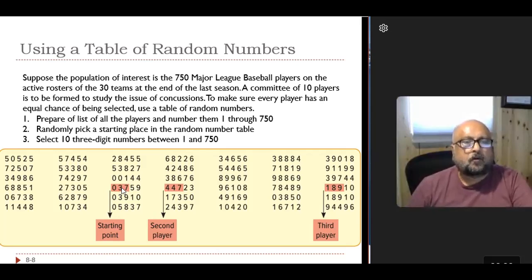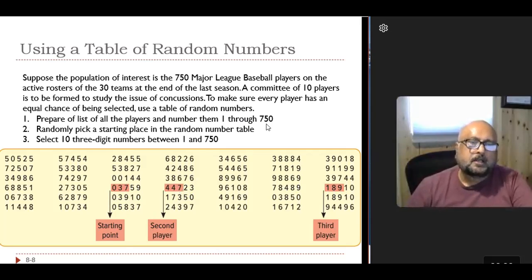Because this number falls within 1 to 750, it's a valid number. We keep it. Then we can assign this to the first player. We selected randomly. Then for the second player, we can go in any direction, just randomly. So let's say we go to the right-hand side, the same row. So here we have 447.